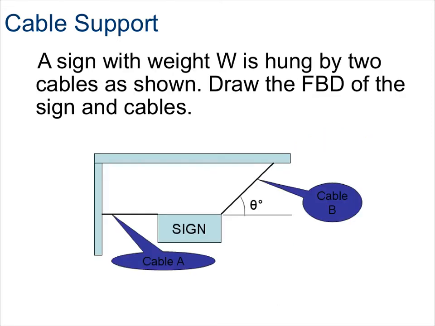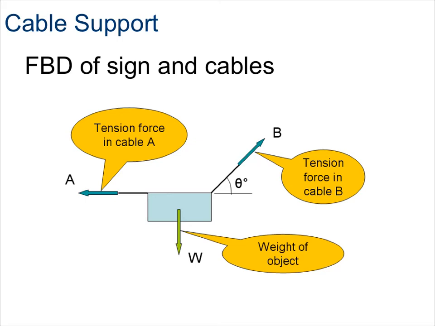falling. In this example, you can see we have a sign with the weight W being hung by two cables as shown. Take a few minutes and pause this video to try drawing the free body diagram of both the sign and the cables. So for our free body diagram, you can see we have the sign with a weight that's pointing downward due to the force of gravity, and we have a tension force at cable A pulling to the left, and we have a tension force in cable B that's being pulled diagonally.